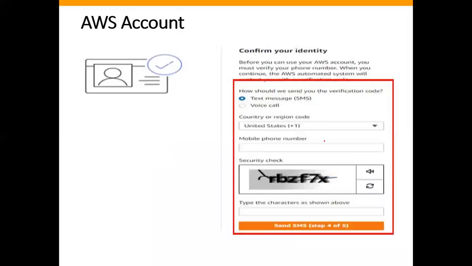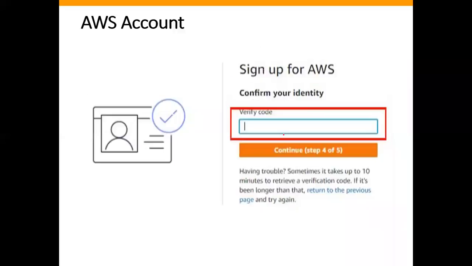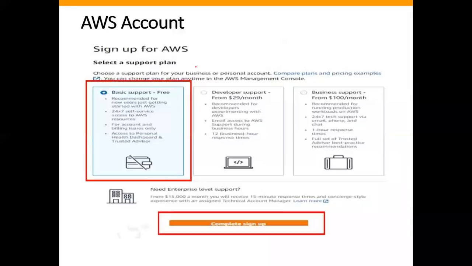Now, after that, here you need to confirm your mobile number. Just enter a mobile number and enter the characters. You can verify your mobile phone with the help of SMS or a voice call. When you click on send SMS, you will get an OTP. That OTP you need to enter here. Then click on continue.